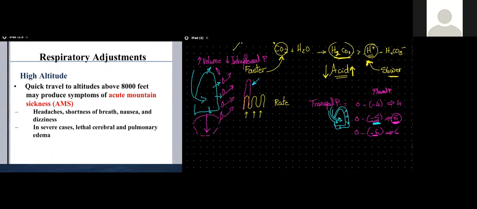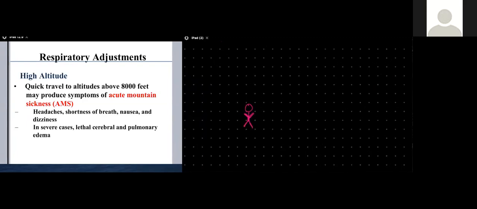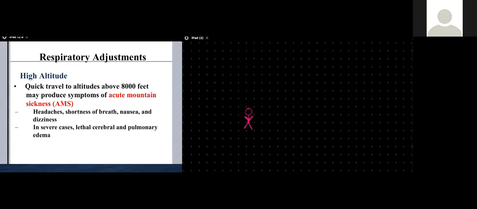All right, so moving on to the respiratory adjustments. So remember, you are here, and above you, you've got pressure. And remember, what do we call the pressure that is applied on our bodies? This is called the atmospheric pressure. This is my atmospheric pressure.